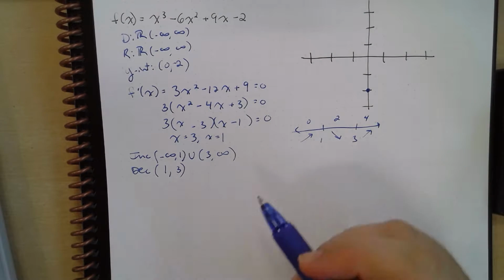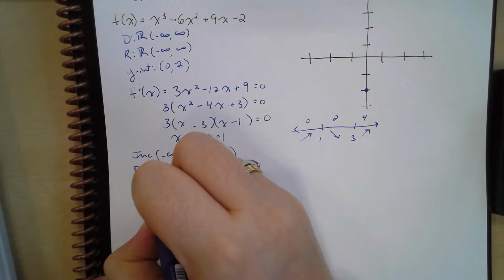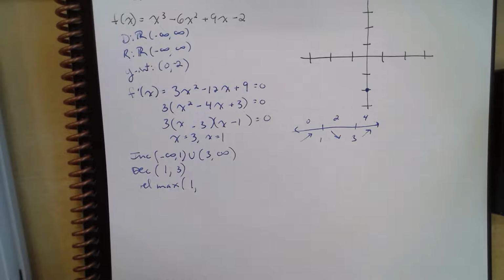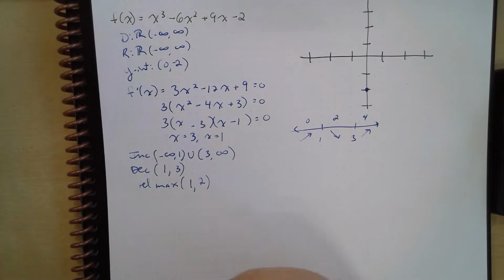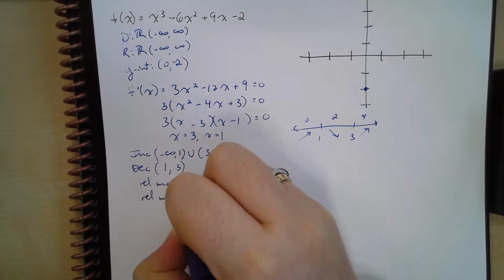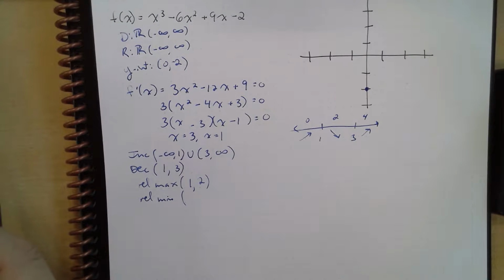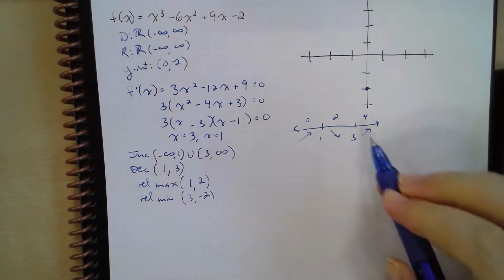Now I need to know what my relative minimum and relative maximum are, and I can actually find this here. I'm going to have a relative maximum at 1, comma, and I have to put 1 back into my original equation. 1 cubed is 1, minus 6, plus 9, minus 2 is 2. So I have a relative maximum at 1, 2. And I have a relative minimum at 3: 3 cubed is 27, minus 6 times 9 is 54, plus 27, minus 2 is negative 2. So 3, negative 2 is a relative minimum.